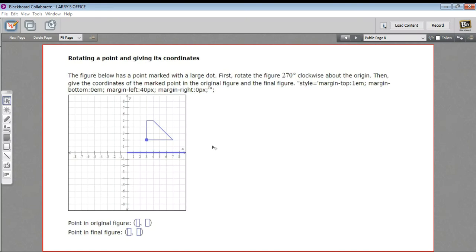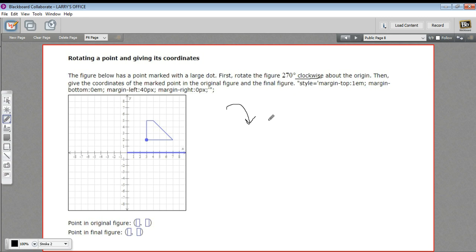In this problem, we're doing another type of transformation called a rotation. And rotations are a little bit more complicated than reflections. First of all, you need to know what direction you're rotating, and those directions are either clockwise, like in this problem, or they're counterclockwise. So clockwise is the direction the hands on a clock move, so that direction.